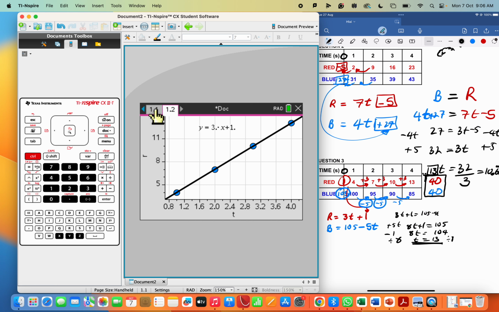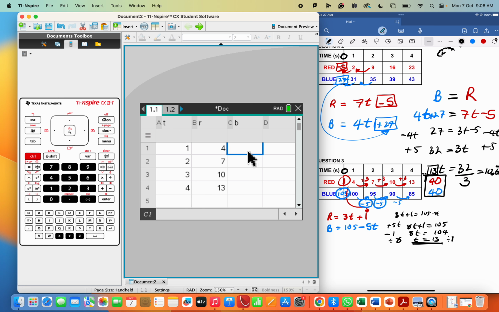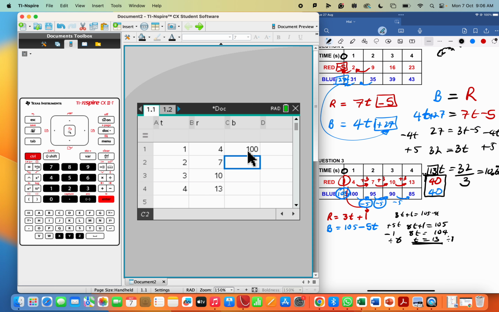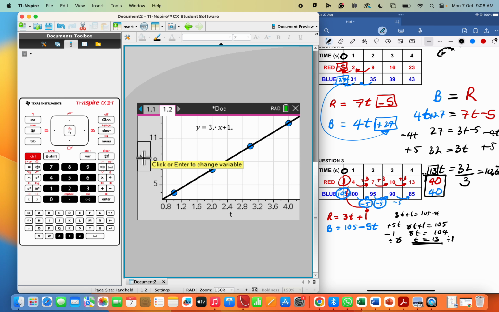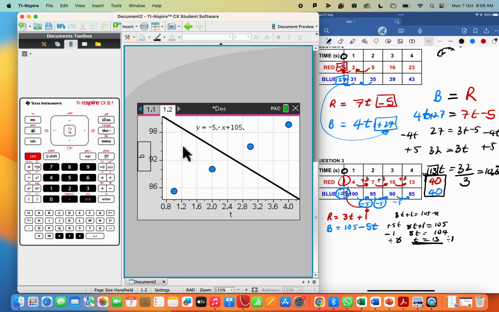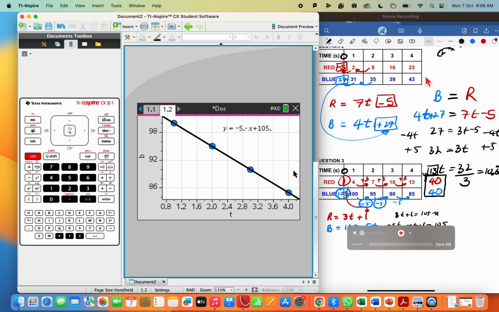And now let's go back to our spreadsheet up here. We're going to put the blues in. Now that's 100, 95, 90, 85. And let's change the r now to b. Automatically it's updated the linear rule, so minus 5x plus 105. And that's what we've got. We've just got it written around the other way on our blue rule down there. Okay, so that's pretty good.